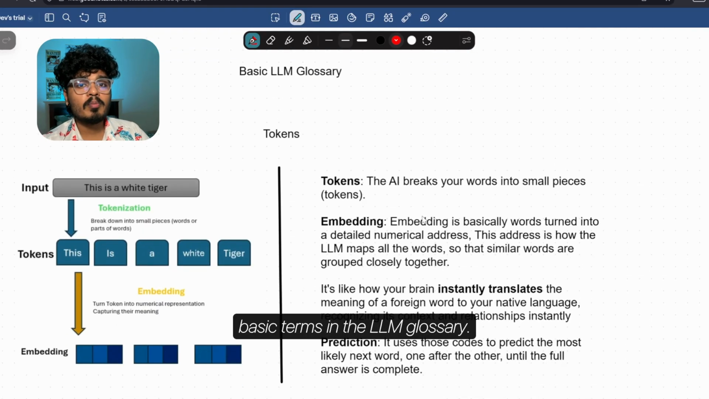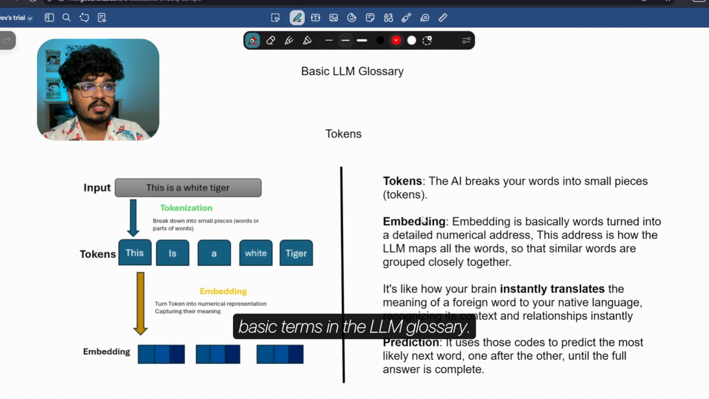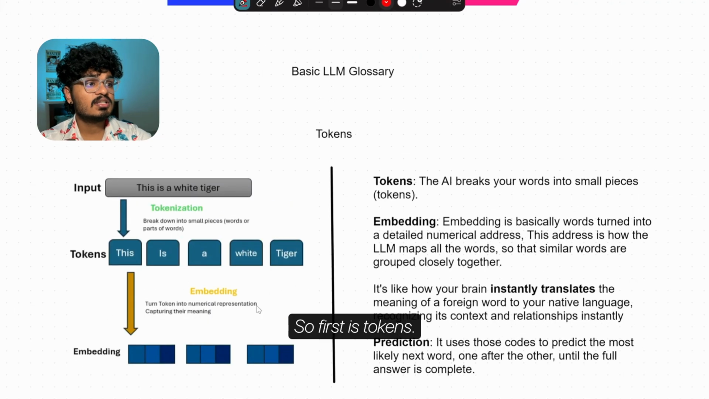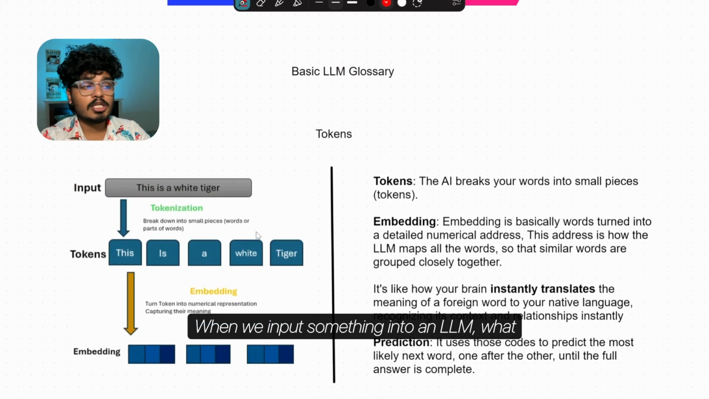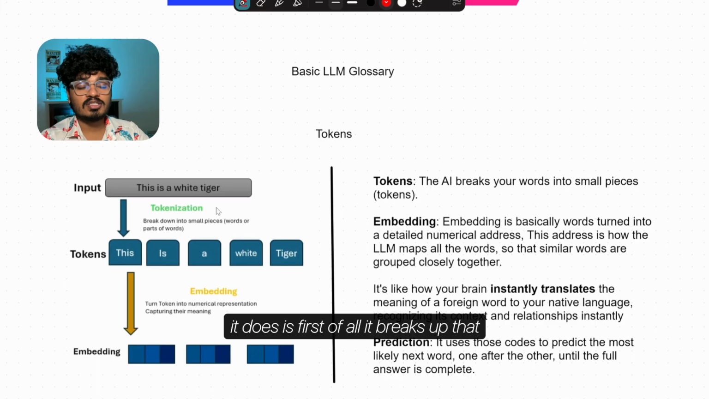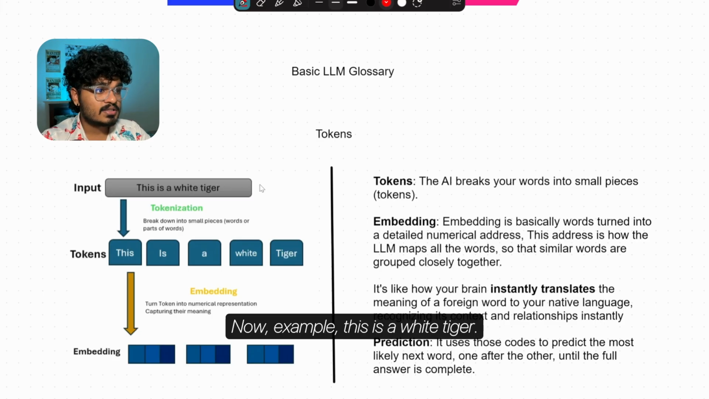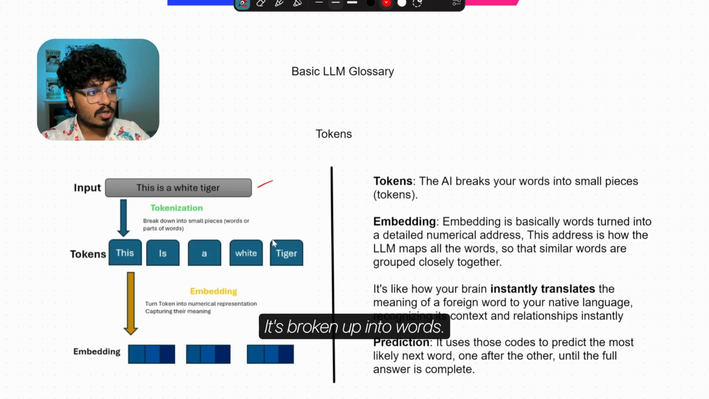Next, let's learn a few basic terms in the LLM glossary, because if you're going to work with LLMs, you are going to encounter these words. So first is tokens. When we input something into an LLM, first of all, it breaks up that input. For example, "this is a white tiger" is broken up into words. And what it does is turn that into numerical addresses.